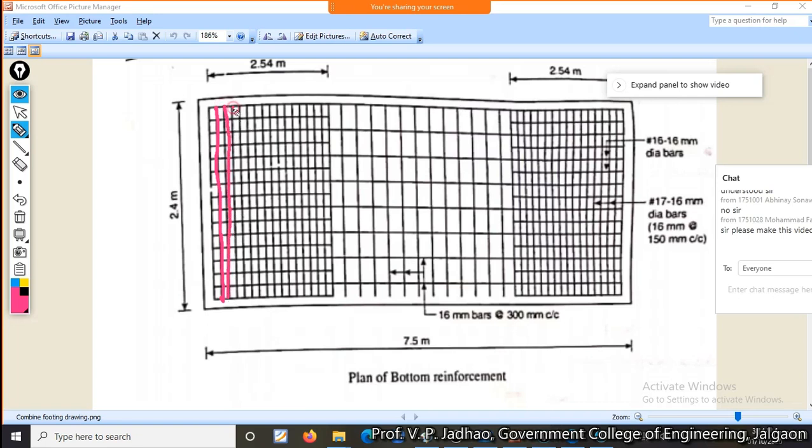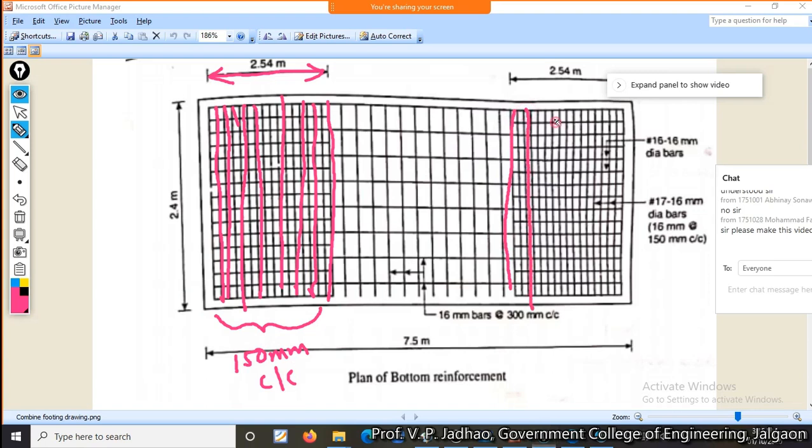These transverse reinforcement bars are provided up to a width of 2.54 meter, in this portion only. Up to this portion you can consider. We are providing all these bars at a spacing of 150 mm center to center, and on the right portion again like this.